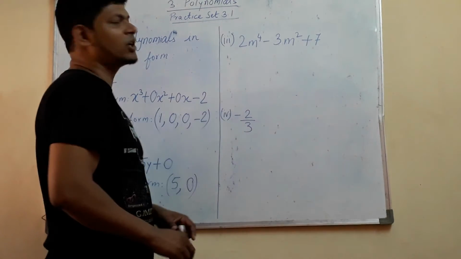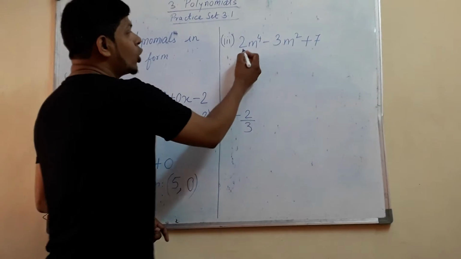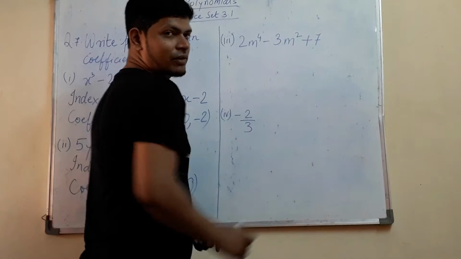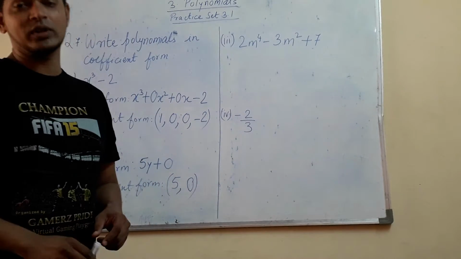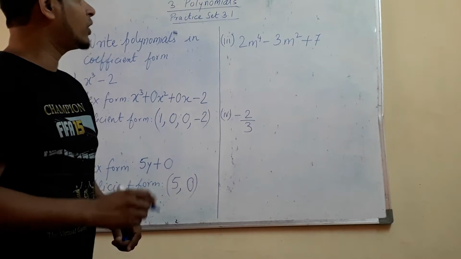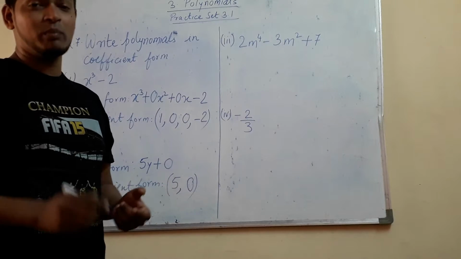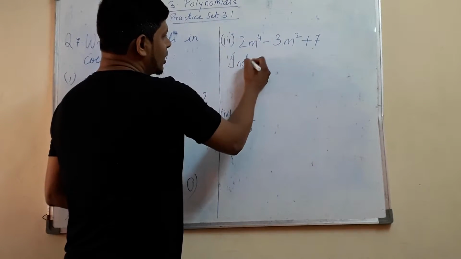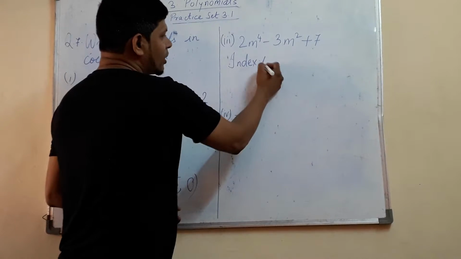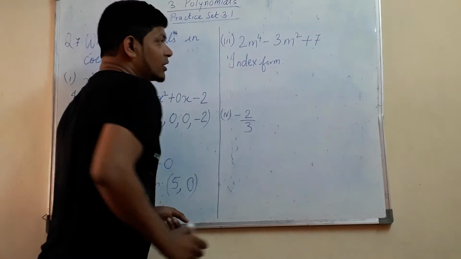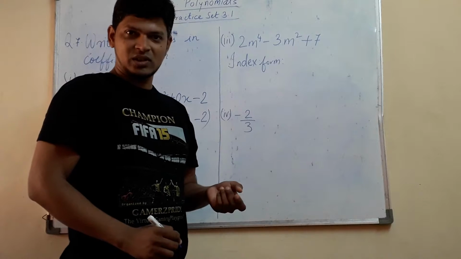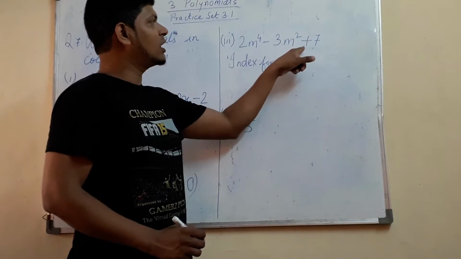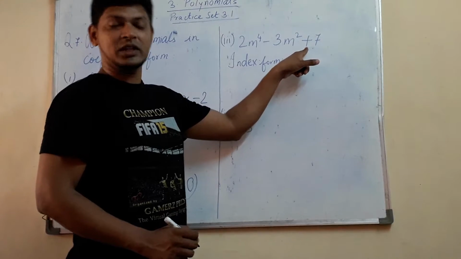Now let us come to the third problem. It is given 2m raised to 4, then minus 3m square plus 7. It is in the decreasing order of the power of the variable. So first we have to write the index form before going for the coefficient form. What is index form? In index form, we have to write the missing terms. Here m cube is missing, and here the m raised to 1, or m term, is missing.